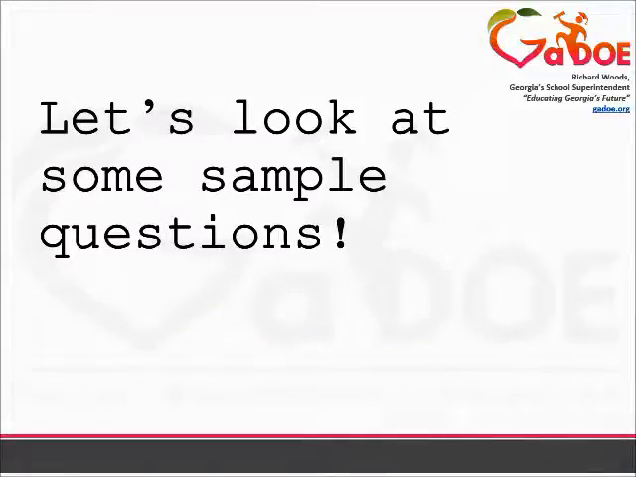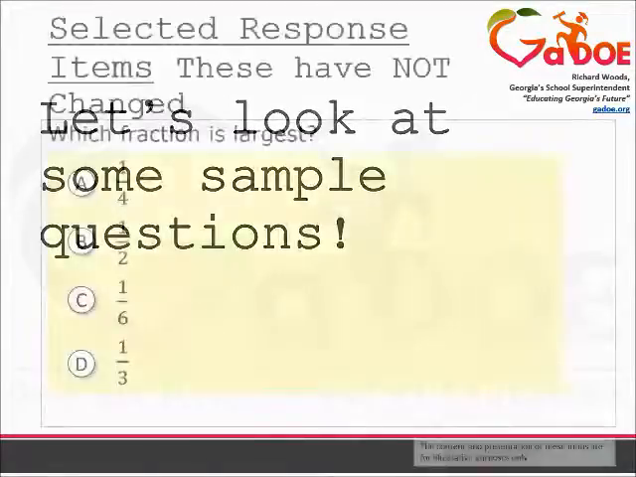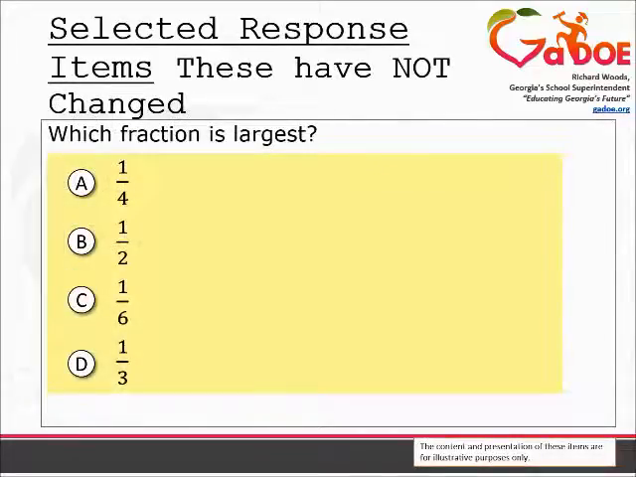Let's take a look at some sample questions. Okay, here is a typical selected response item. These have not changed. Students in math might see a question like this asking them which fraction is the largest, and it's multiple choice. You've got a fourth, a half, 1/6, and 1/3. Students will need to choose what they consider to be the correct response, which of course will be answer B, a half.